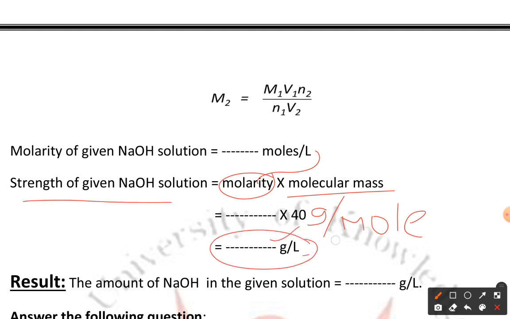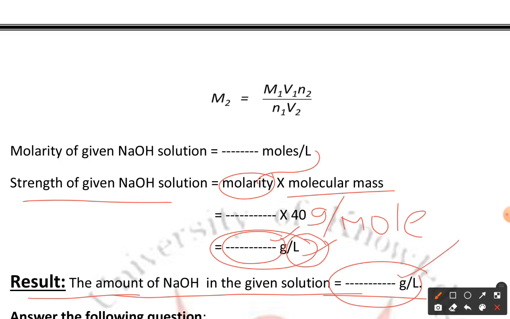In gram per liter. Now what are the units of strength of solution? Gram per liter. So some x grams present in 1 liter of solution, that is called strength of solution. So the final result is that the amount of sodium hydroxide in the given solution is some x gram per liter. This is our aim. Finally we find out the result.